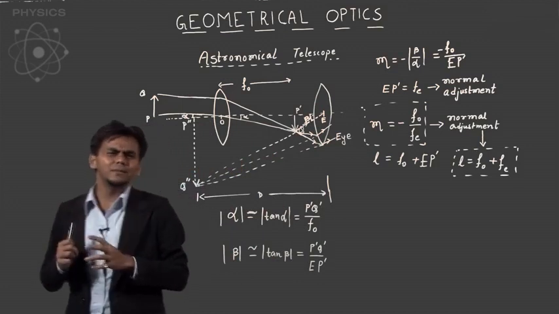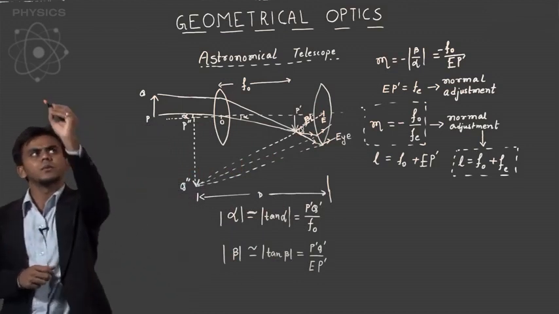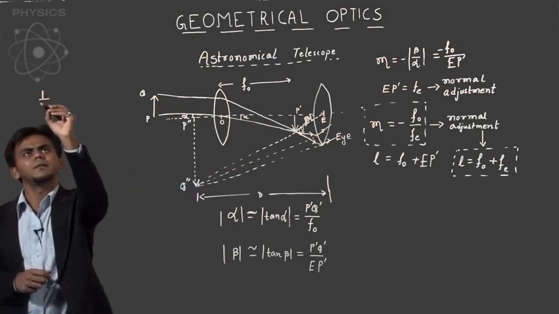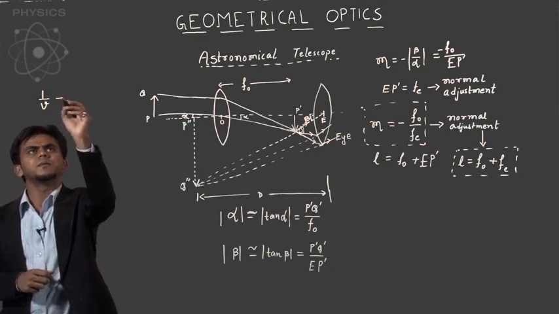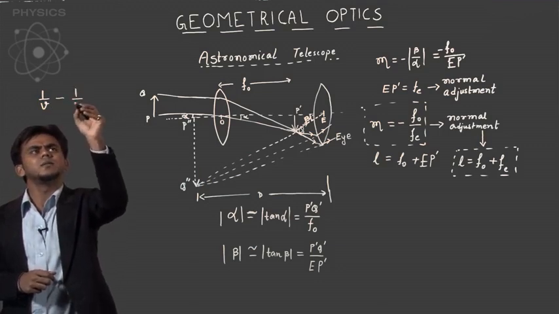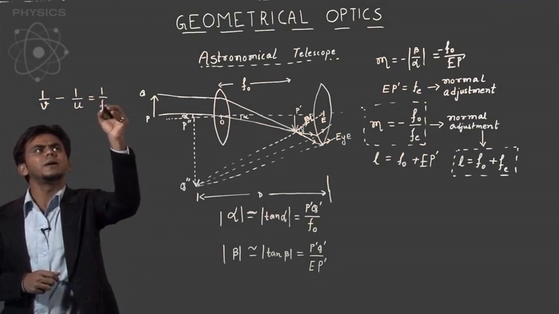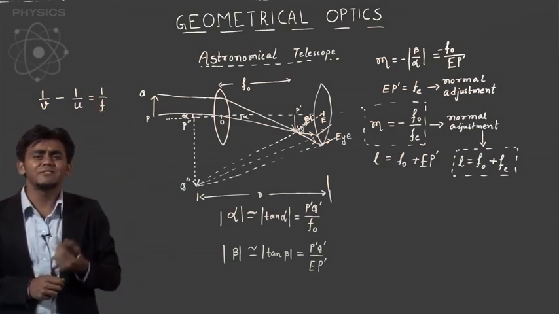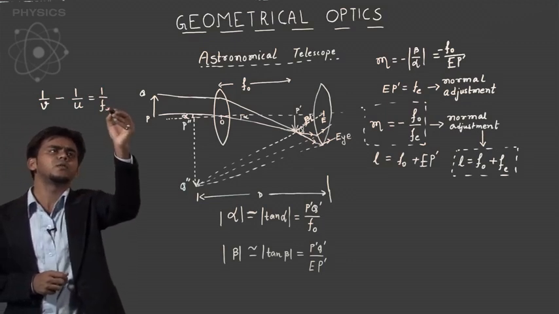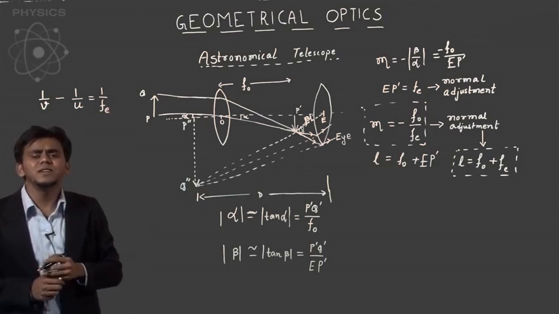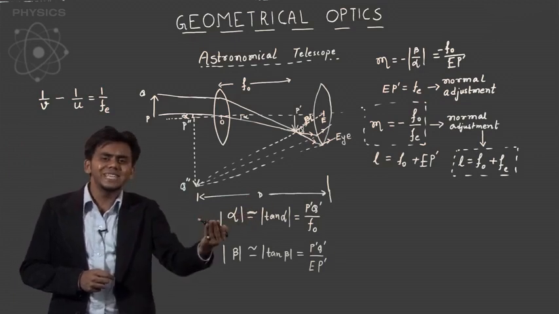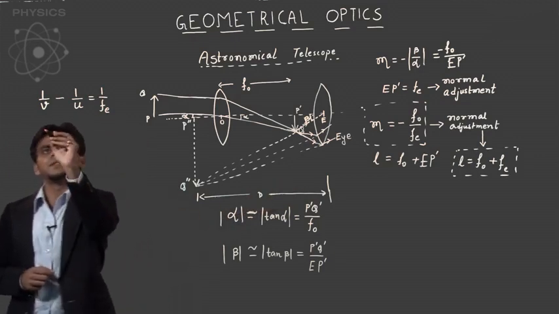So I can comfortably write 1 by V minus 1 by U is equal to 1 by F. What is F? F is FE. Just write it over here. What is V? V is minus D because it is on the left hand side. Write that value down.